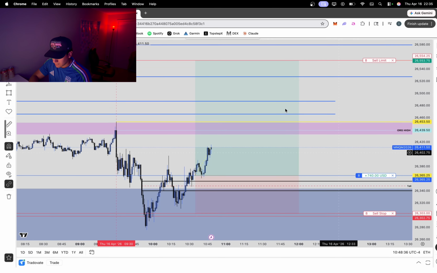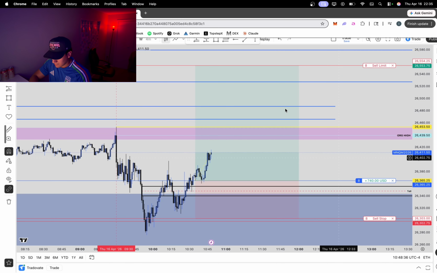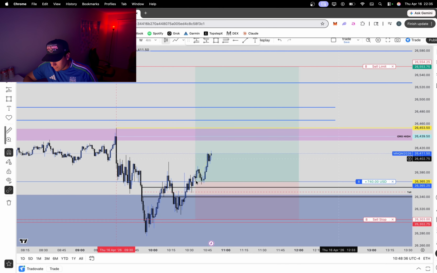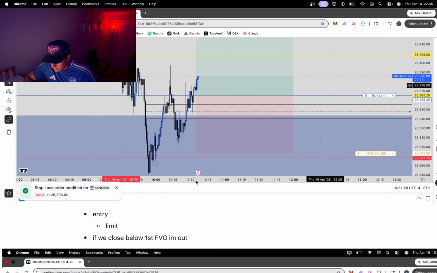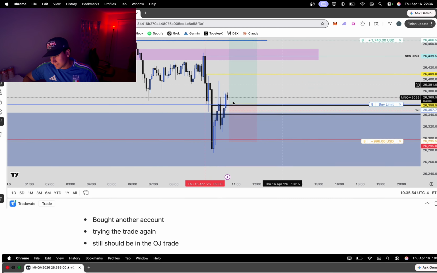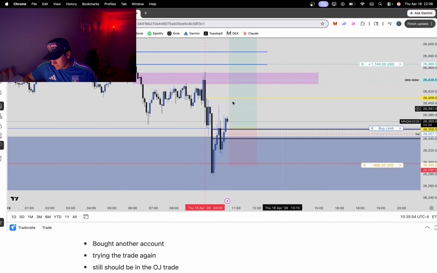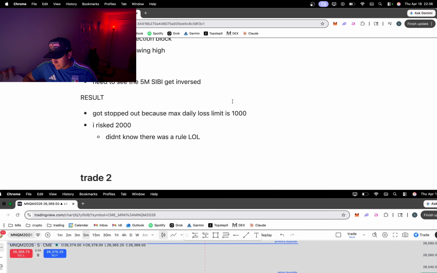Oh shit. Yeah, right here. Here's my actual entry on the 1 minute. And then since this was my second trade, I said if we close below the first percent of fair value gap, I did want to exit because it was probably going to take me out. But yeah, this is the trade.